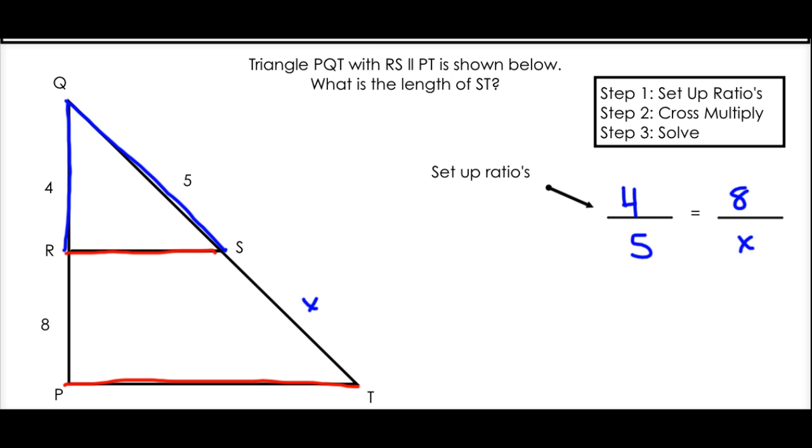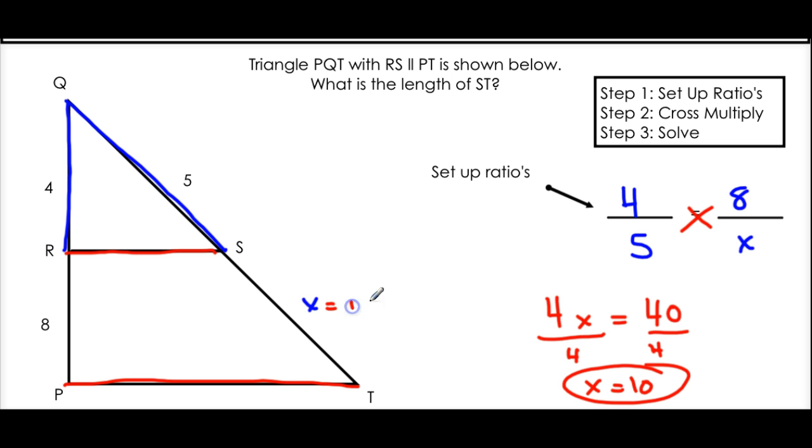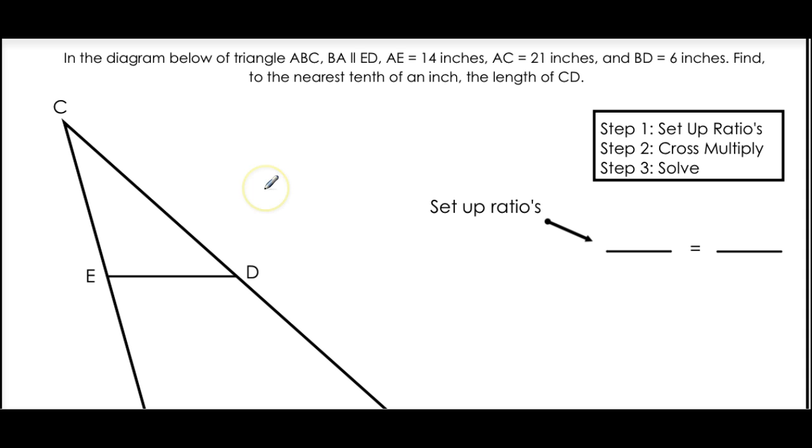To solve this, we just cross multiply. 4 times X equals 40. To solve for X, we're just going to divide both sides by 4, and we get X is equal to 10. And that is our answer for ST. Beautiful. ST is equal to 10. 4 is to 5 as 8 is to 10. That makes sense. All right, let's try another one.